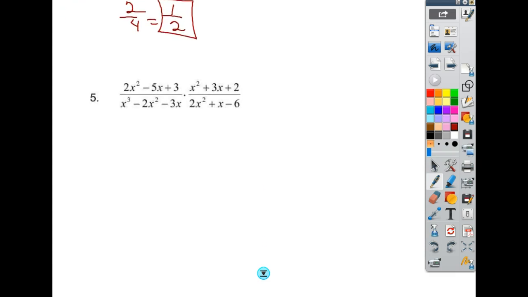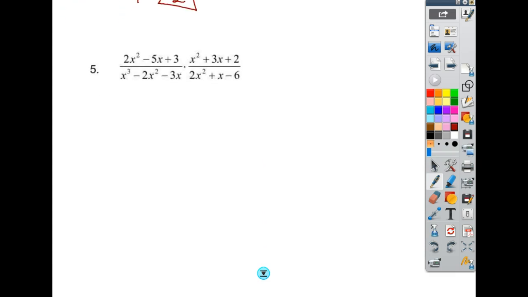So number 5, I definitely want to work number 5 because I see that this one right here and this one right here, we need to factor by grouping. So make some room over here and let's factor by grouping. Let's get those factored. Get all that nasty stuff over with.